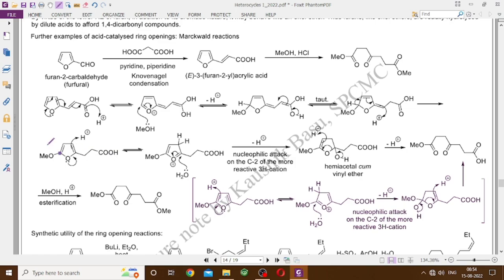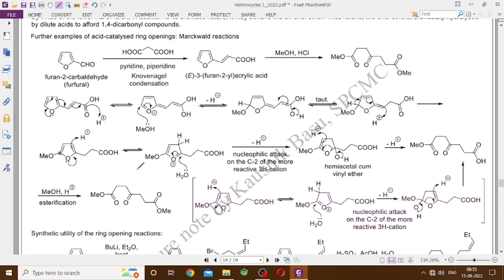This time it will undergo the reaction characteristic of a vinyl ether. So protonation at C3, the corresponding oxocarbenium ion quenched by water gives you the hemiacetal, which is hemiacetal cum vinyl ether. At the expense of this carbon-oxygen bond, you can establish this C double bonded O here and a C double bonded O here. So you have your ester group established here, carbonyl group established here, and at the end of the chain you have the carboxylic acid undergoing esterification under acidic condition in presence of the methanol solvent to give you this corresponding ester derivative.